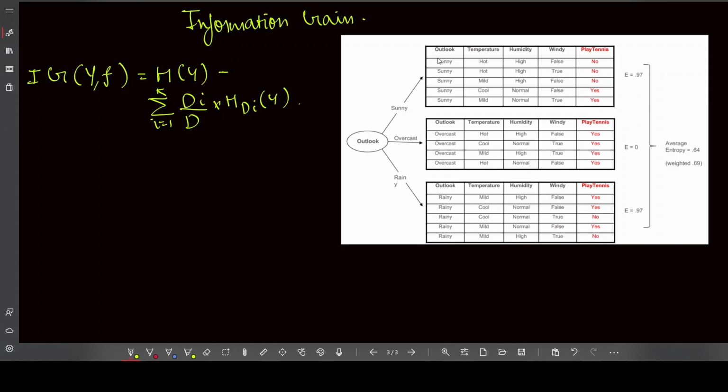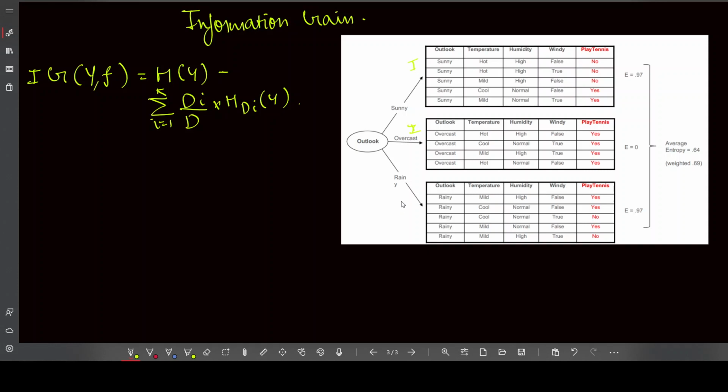First off, I have four features: humidity, temperature, windy, and outlook, right? So what I do is I first take one feature, outlook, and I divide my data set such that each sub data set has only one value of the feature. Okay, so the first data set will only have sunny, the second data set will only have overcast, and the third data set will only have rainy.